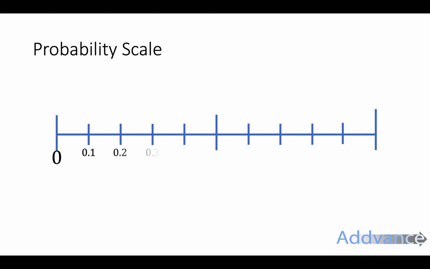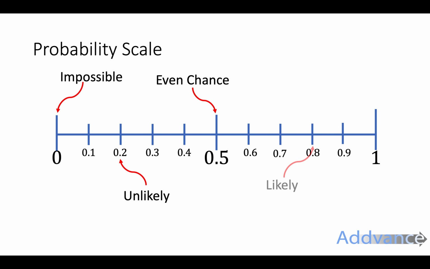Probability is the likelihood of something happening. The probability scale is measured from 0 to 1 in fractions, decimals or percentages. 0 means something is impossible, it will never happen. 1 means it's certain to happen, you know it will happen. And the probabilities in between tell you how likely it is. The higher the probability, the more certain you are that it will happen.